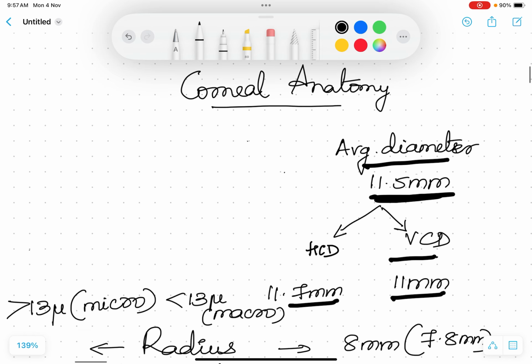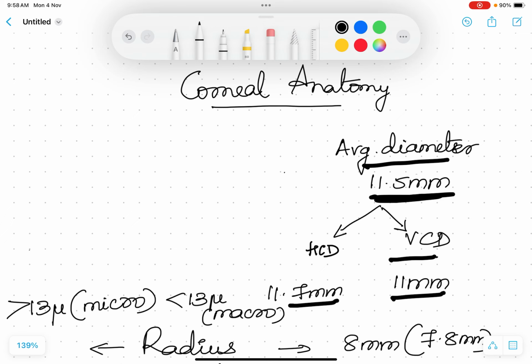Today I'll be talking about corneal anatomy. The cornea forms the anterior 1/6 of the fibrous coat of the eyeball. The remaining component is formed by the sclera. And this cornea measures an average of 11.7 mm by 11.5 mm in diameter.